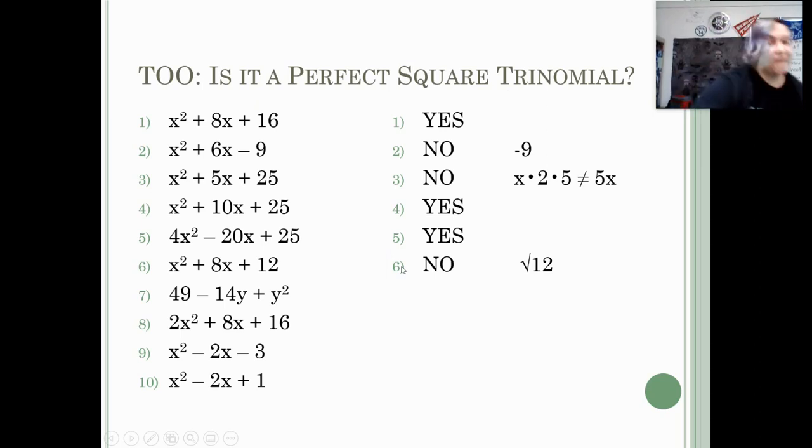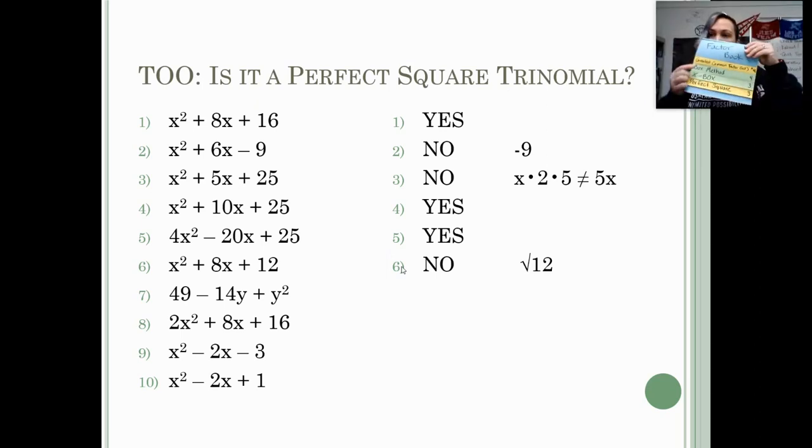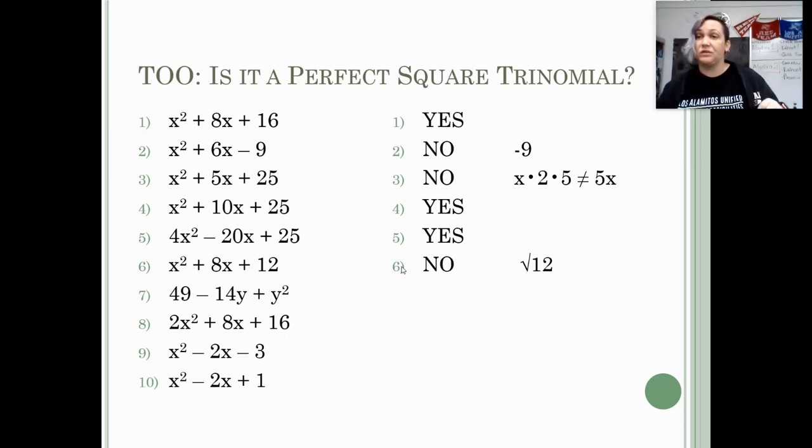We can actually factor this using Xbox. X squared plus 8x plus 12 can be factored using Xbox. So we are looking for a very specific special case, perfect square trinomial. If it's not a perfect square trinomial, that doesn't mean it's prime. That just means you have to try something else, like Xbox. This one would turn into x plus 6 and x plus 2.